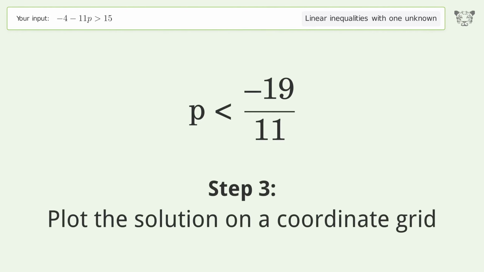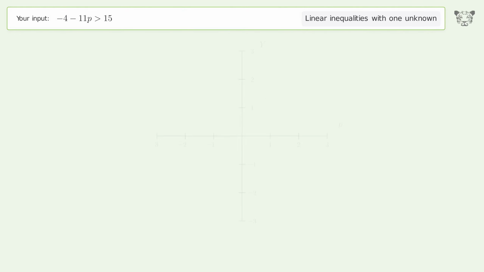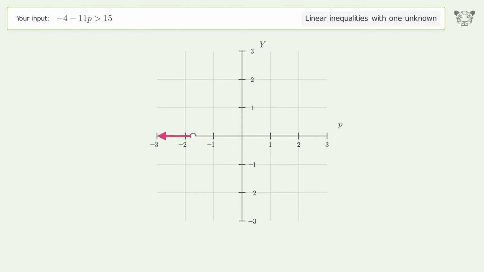Plot the solution on a coordinate grid. And so the final result is p smaller than -19/11 smaller than -18/11.